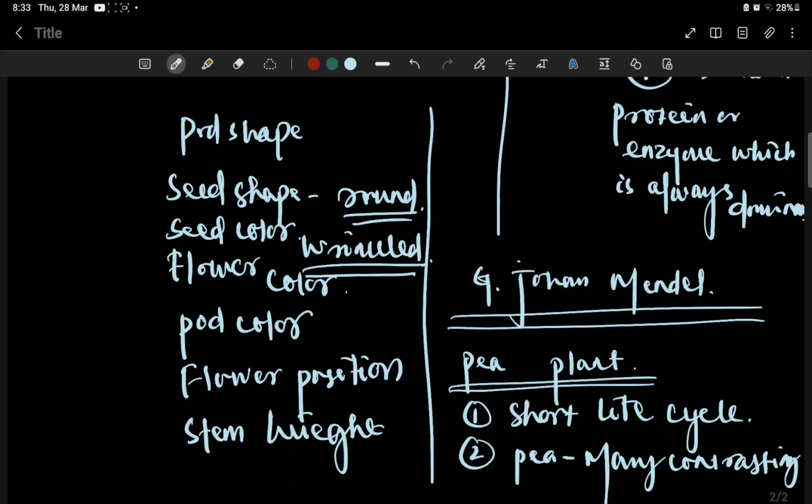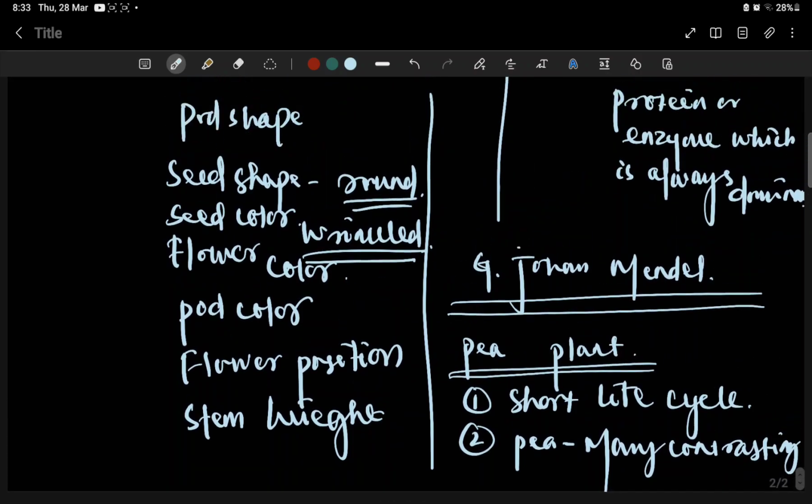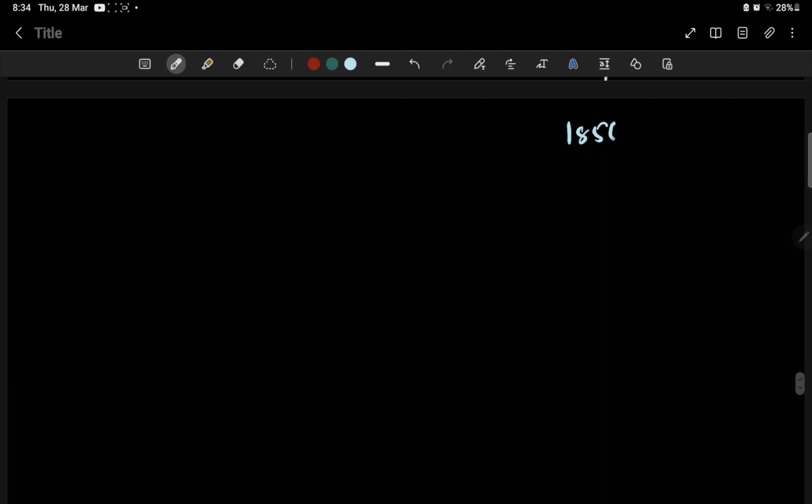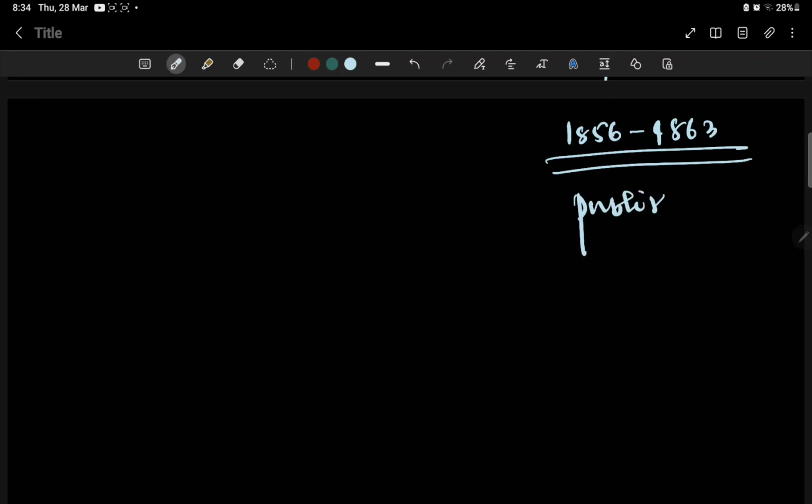Mendel worked upon these 7 contrasting characters of the pea plant. Due to two things, short life cycle and the many contrasting characters, Mendel chose the pea plant. Mendel experimented from 1856 to 1863. Then he published his work. But his work was unnoticed and unrecognized for many years.